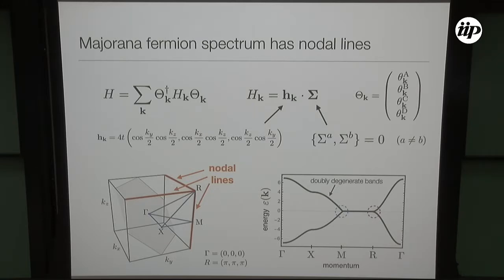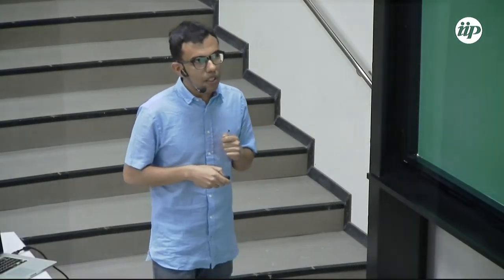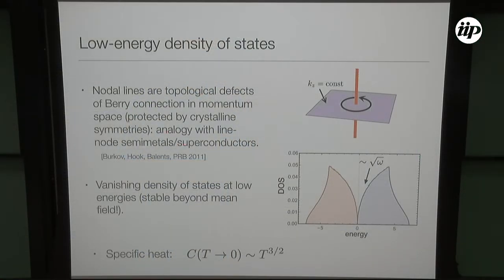About that point where the lines cross, the dispersion is parabolic. And this is important for the low energy density of states of this system. Let me just add the comment that you can show these nodal lines are some kind of topological defect in momentum space. In this case, they have to be protected by symmetries of this chiral spin orbital liquid. There's some analogy with line node semimetals and superconductors that people have discussed in the context of non-interacting systems. This would be like a Mott insulator or a strongly correlated version of these phases.